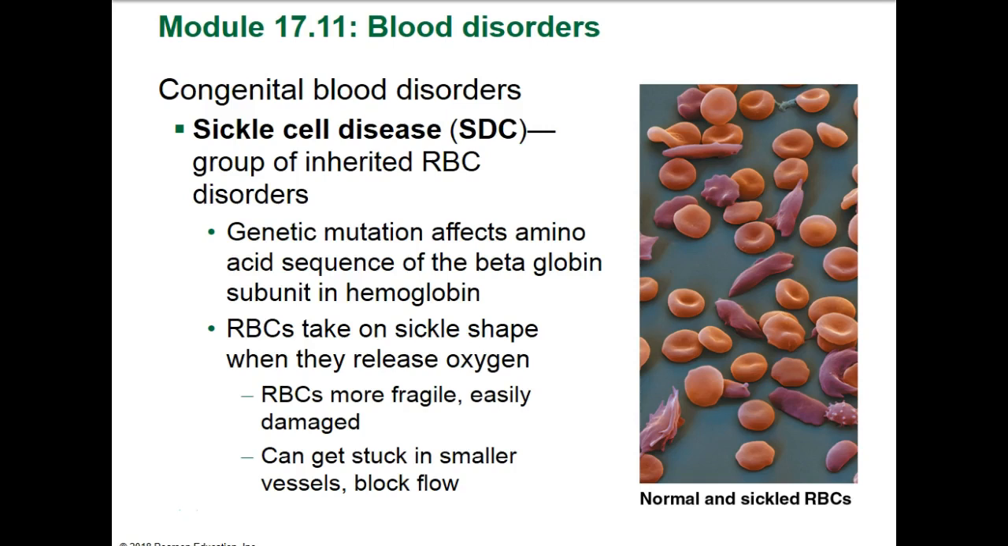Sickle cell disease. These are inherited red blood cell disorders caused by a genetic mutation that affects the amino acid sequence of the beta globin subunit in the hemoglobin. We call it sickle cell because it causes the cell to take on this funny shape when they release their oxygen. It causes the red blood cells to be rather fragile and easily damaged. It also causes the red blood cells to get stuck in the smaller vessels, and you can get a block in the flow of blood through the vessels.